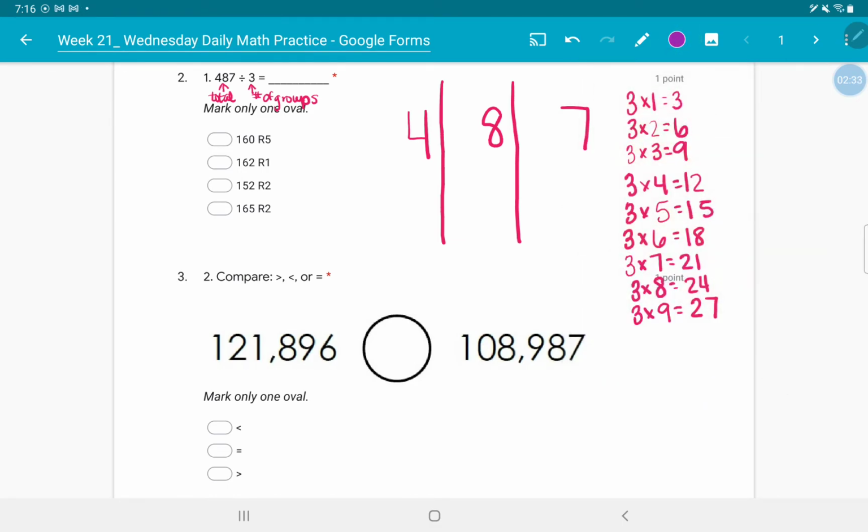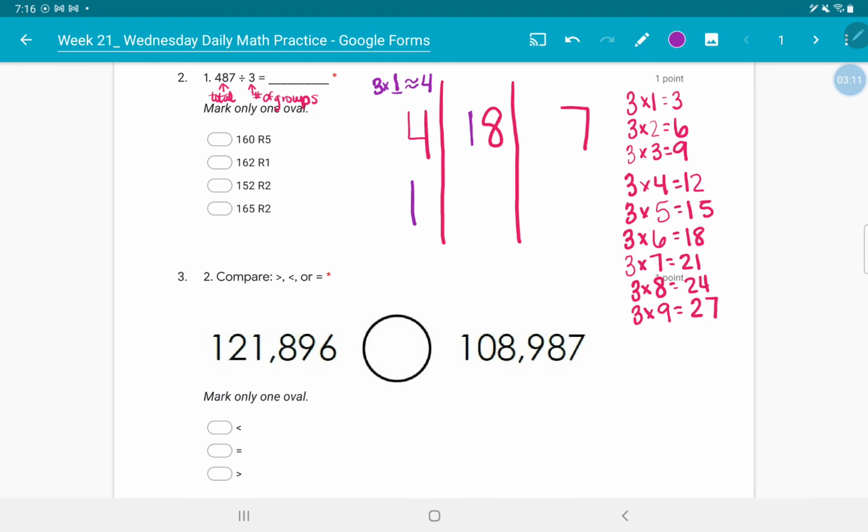Okay, so I'm going to change colors so we can see my work. So I'm going to start with my hundreds. I have 4 hundreds to divide into 3 equal groups. So 3 times what number gets me as close as I can get to 4 without going over? 3 times 1 is 3. 3 times 2 is 6. That's too much, so I'll have to go back to 3 times 1. 3 times 1 is 3, so I'm going to have 1 left over. I'm going to move it over. I'm going to regroup it to my tens.